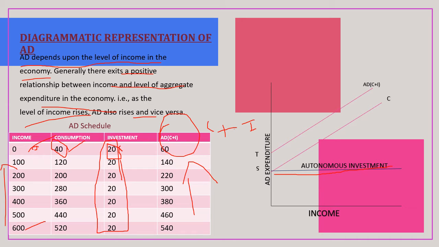We understand aggregate demand means consumption plus investment. When your income is zero, you are consuming something, that is autonomous consumption. When your income is zero, you are investing somewhere, that is autonomous investment. When your income increases, your investment will not increase. It will always be the same, a straight line parallel to the x-axis, which is called autonomous investment. But consumption will change according to your income. The total of consumption and investment is called aggregate demand. This is the diagrammatic representation of aggregate demand.